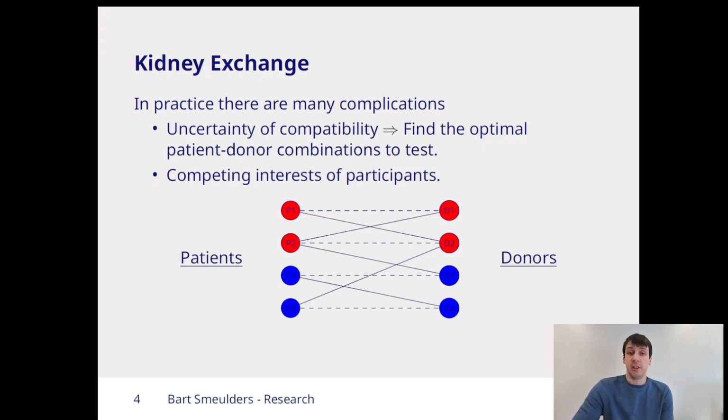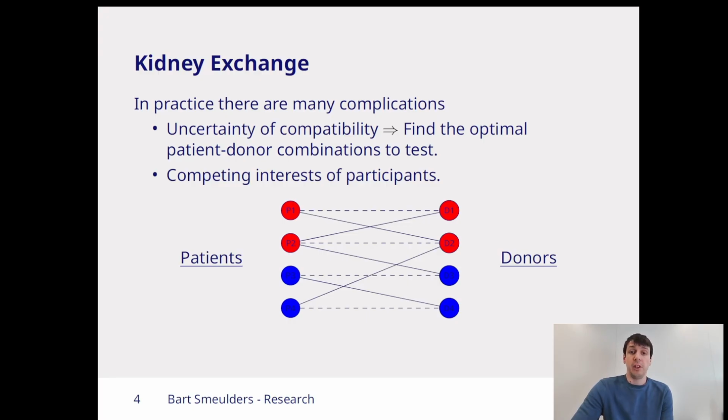A second complication for kidney exchange could be competing interests of participants. Usually there are multiple hospitals or countries involved, and they all have their slightly different preferences to have their own patients preferred. In this example, we could have two different solutions. One where both of the red pairs are matched together, or the best overall solution that has 3 transplants where pairs 2, 3, and 4 each exchange.